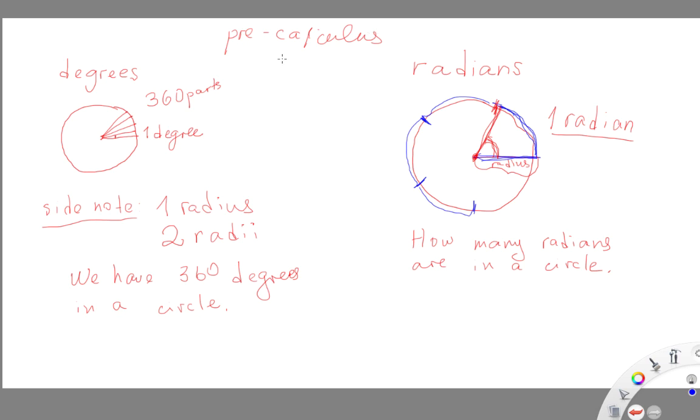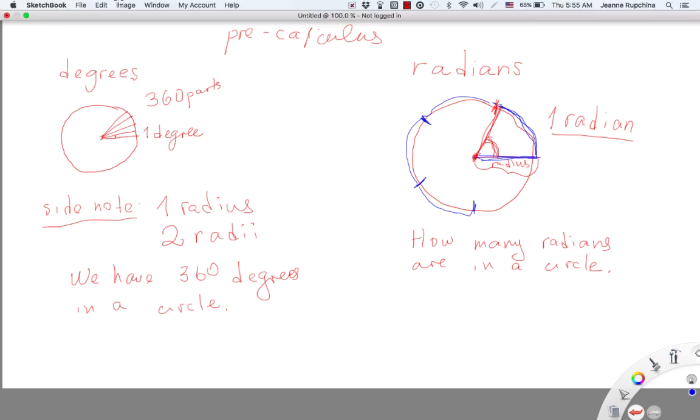Okay? So you're ready to move on to your next activity. You need to figure out how many radians fit inside a circle. Okay. Great, that's it.